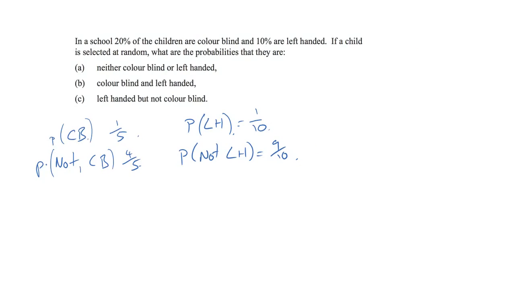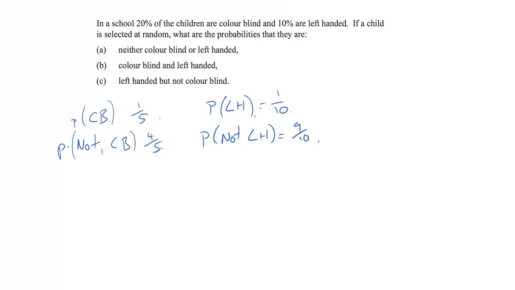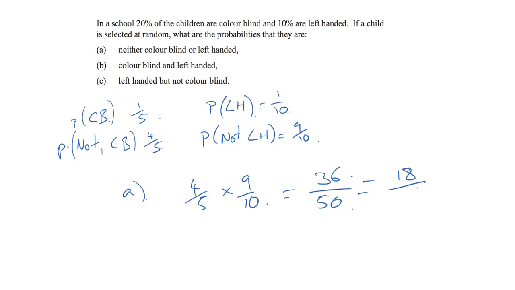Okay, now with that out of the way, let's answer the questions. So is not colorblind or left-handed. So we're going to need to work out for A, 4 over 5 multiplied by 9 over 10. So the likelihood they have neither. So 4 times 9 is 36. 5 times 10 is 50. We're going to simplify this down. That's 18 over 25. Let's carry on with part B.